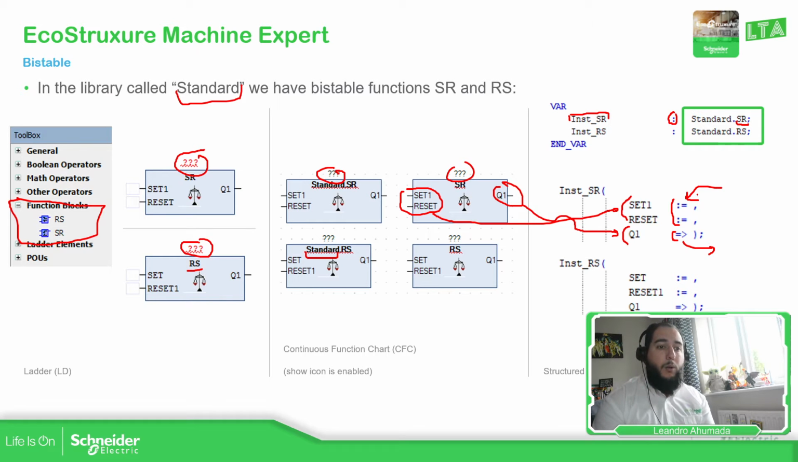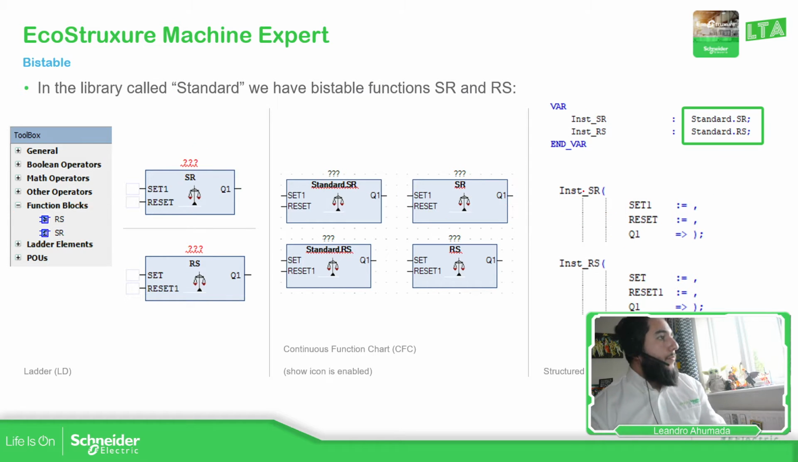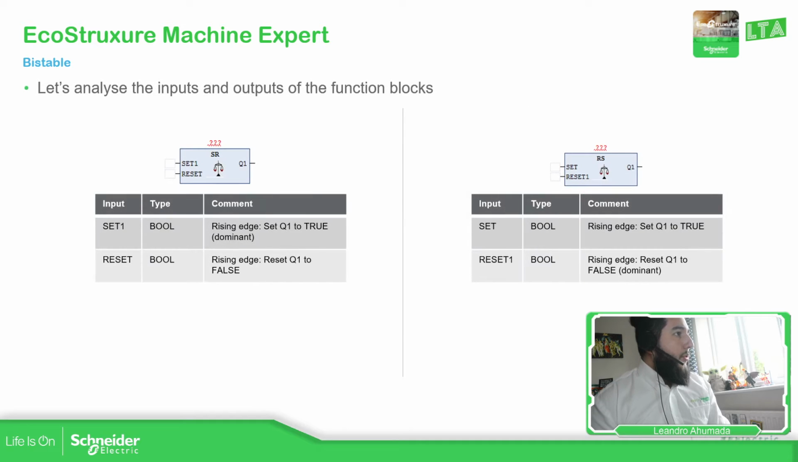If we continue with this, this is just an idea of the main purpose of the inputs and outputs that we have on the function block. If you have the SR, the set input is going to be the dominant one, and if you're using the RS, the reset will be the dominant one. You can see that the dominant input has the number one, which is the first one.